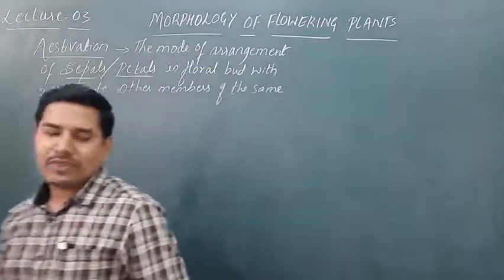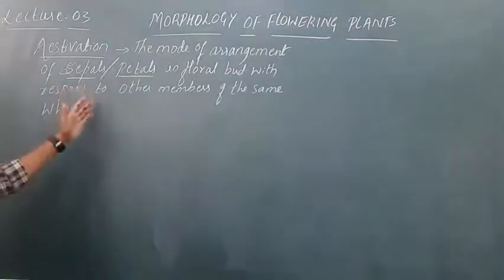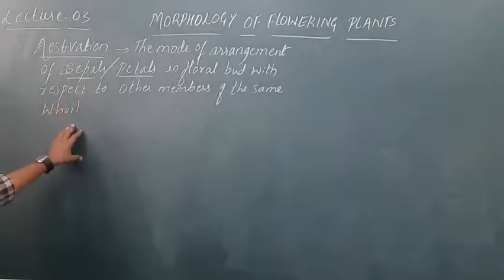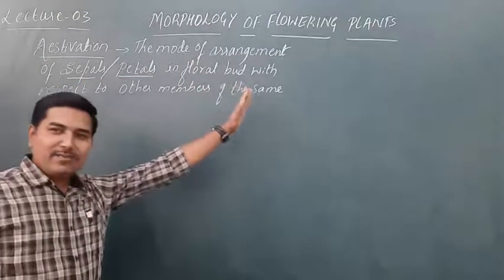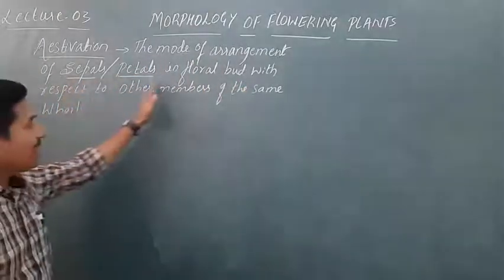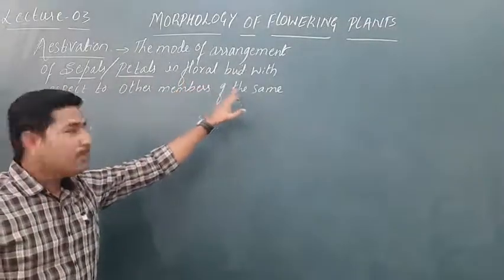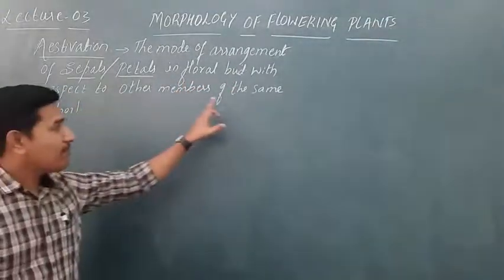So this is the definition of aestivation. What does it state? The mode of arrangement of sepals or petals in the floral bud with respect to other members of the same whorl.